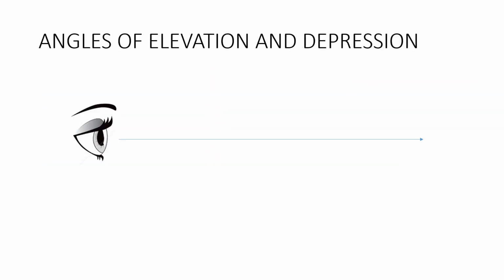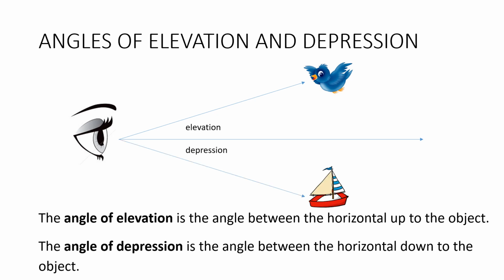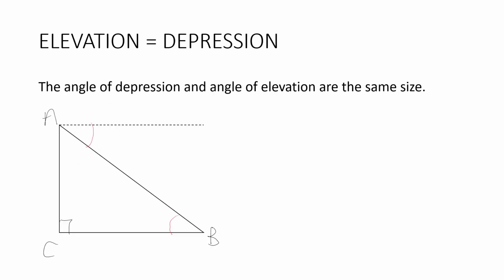Now recall that the angle of elevation is the angle from the horizontal up to an object, and the angle of depression is the angle between the horizontal down to the object. Now you might also remember that the angle of depression and the angle of elevation are actually the same size, and that's because they are alternate angles on parallel lines. And this can be really useful because more often than not, the angle of depression is outside the triangle.